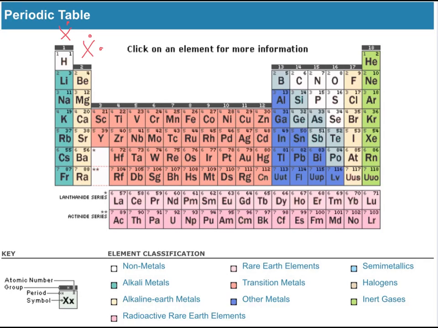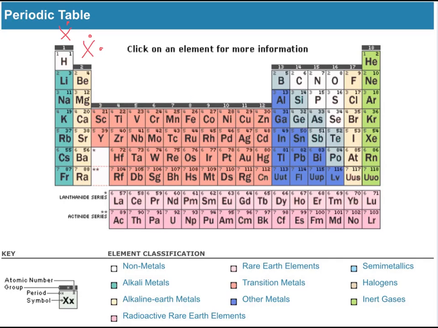Now, the next group we want to talk about are our transition metals. And remember, these are in the D block, okay? We're not going to talk about valence electrons for those. If you remember, you could say that they typically all have 2, but it's going to change based on some of the electrons in the D block.